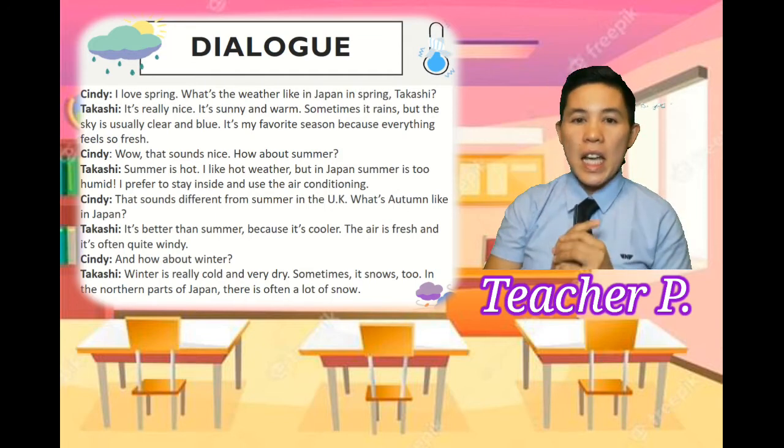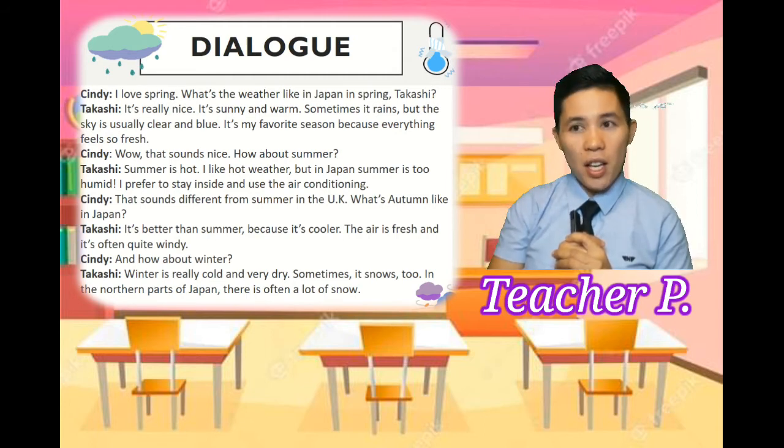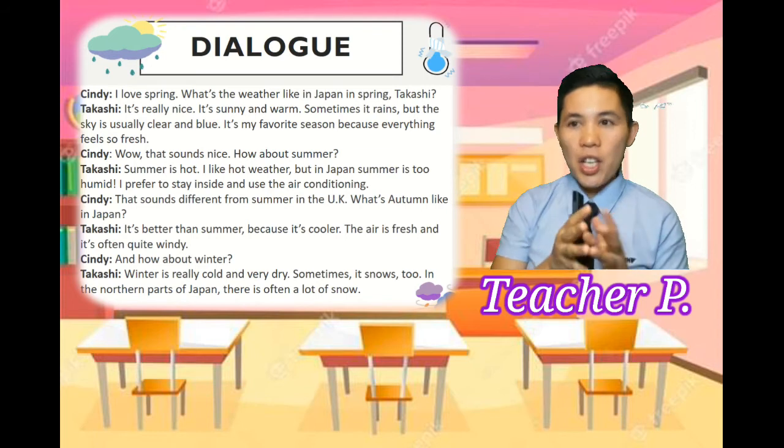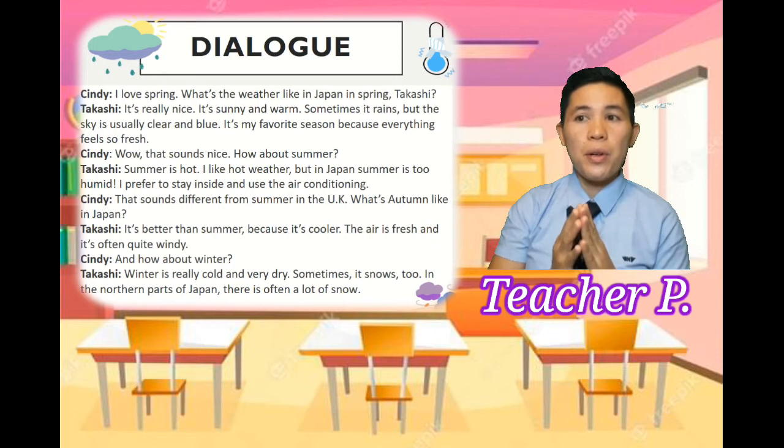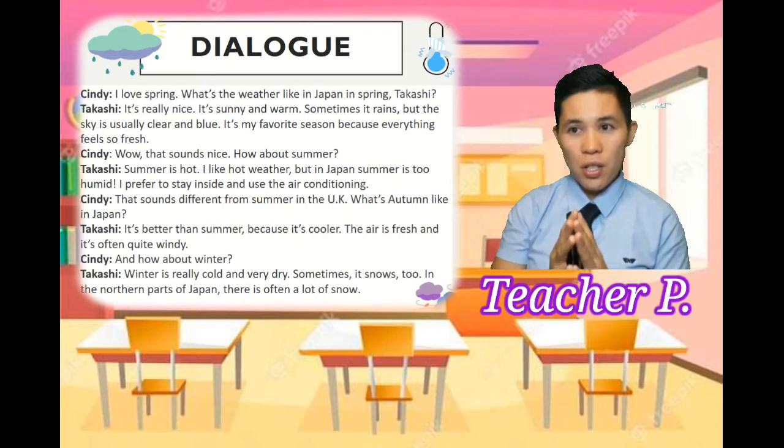Cindy: I love spring. What's the weather like in Japan in spring, Takashi? Takashi: It's really nice. It's sunny and warm. Sometimes it rains, but the sky is usually clear and blue. It's my favorite season because everything feels so fresh.